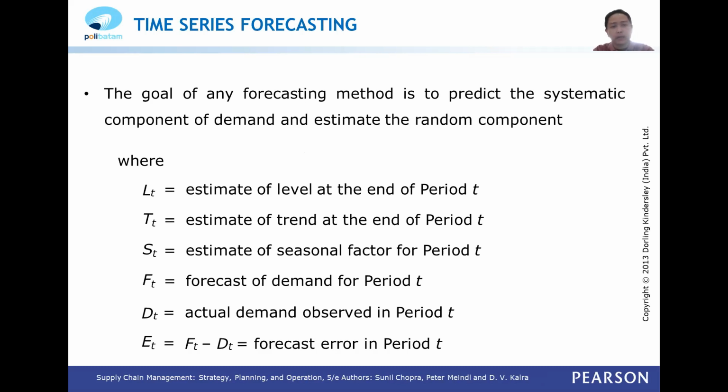The objective of any forecasting method is to predict the systematic component and estimate the random component. It has been discussed in the previous video that the most common forms of the systematic components are level, trend, and seasonality. The specific form of the systematic component that can be applied depends on the demand type. In this video, we will discuss time series forecasting with two methods: the moving average and the simple exponential smoothing method.